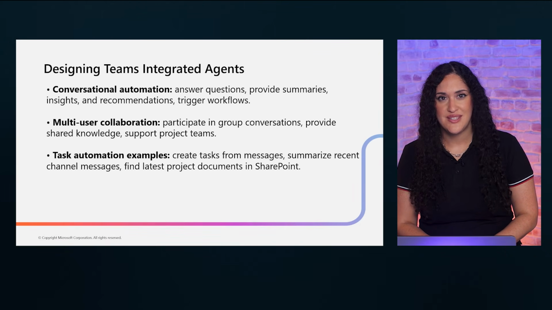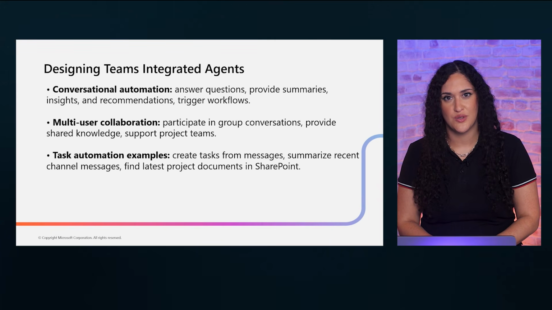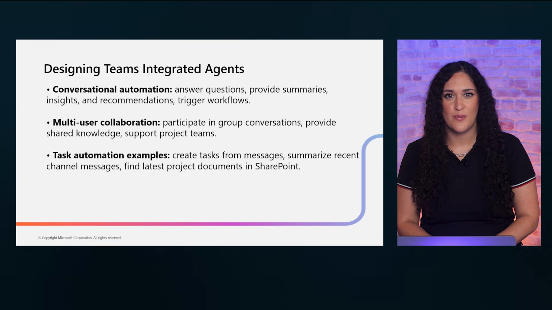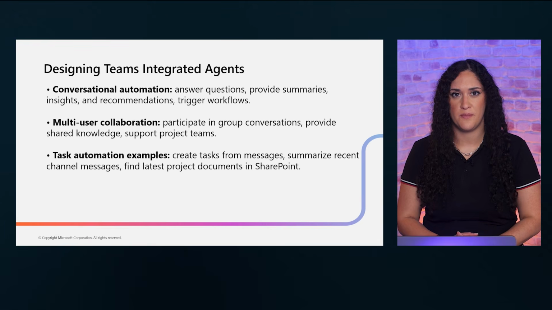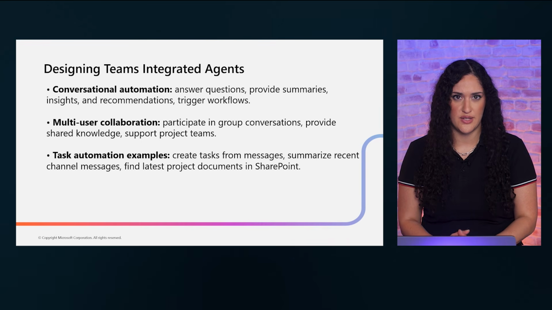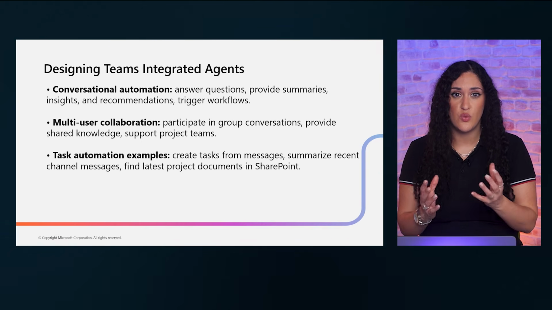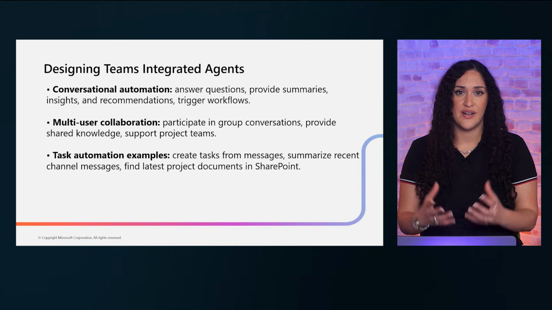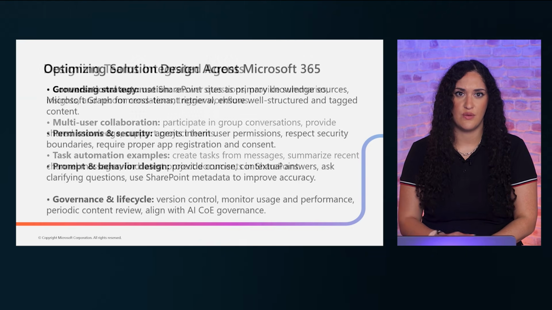Teams integrated agents handle conversational automation like answering questions and triggering workflows, multi-user collaboration in group conversation, and task automation from creating tasks from messages to summarizing channel activity. Design with collaboration in mind, not just individual productivity. The real power comes when an agent helps an entire team work together, surfacing shared knowledge, keeping everyone aligned, and automating the routine work that slows teams down.